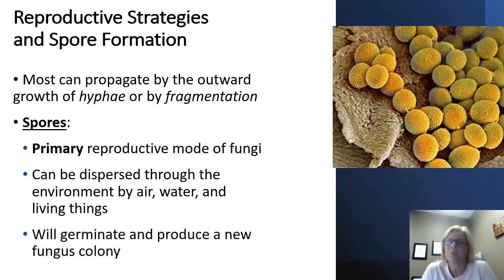Fungi have complicated reproductive strategies. They can grow from a simple outward extension of the hyphae or by fragmentation, where a separate piece of mycelium can generate an entire new colony. Spores, though, are the primary reproductive strategy for fungi. They help with dispersal through the environment. They are easily dispersed in air, water, and living things, particularly due to the nature of their small size.